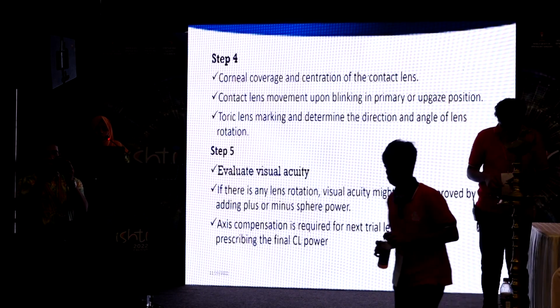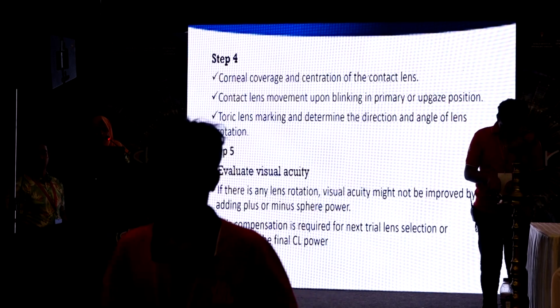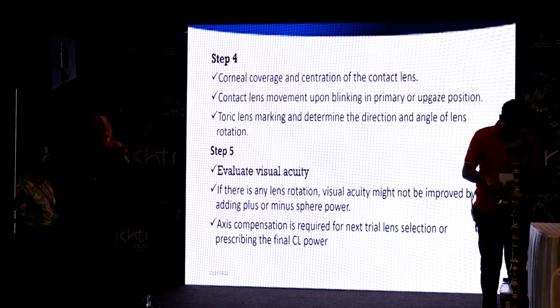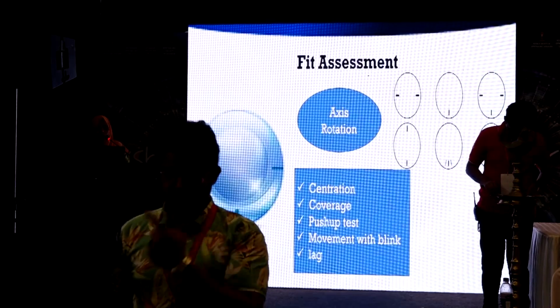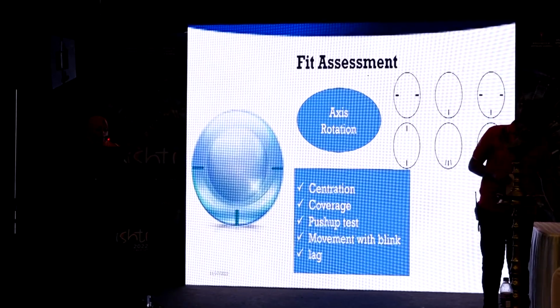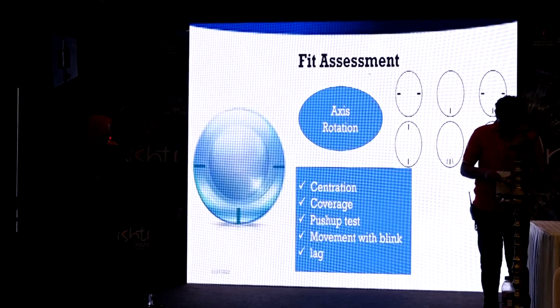Then you have to evaluate the visual acuity. If there is a lens rotation, visual acuity will not be improved by adding any lenses. So you have to check for the axis compensation for it. So axis fit assessment as seen by different companies is shown over here. Here the position of the marking is shown, and also different companies have different orientation marks. That is in order to identify how much rotation has happened and how much should be compensated. In the same way we will be covering the centration, coverage, push-up test, movement with blink, lag, etc.